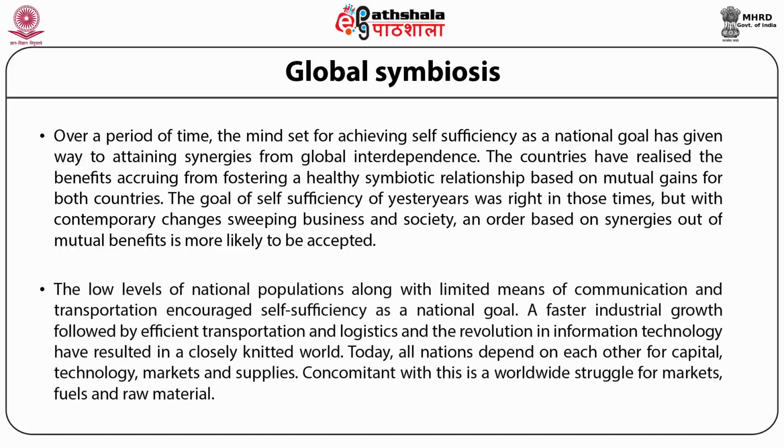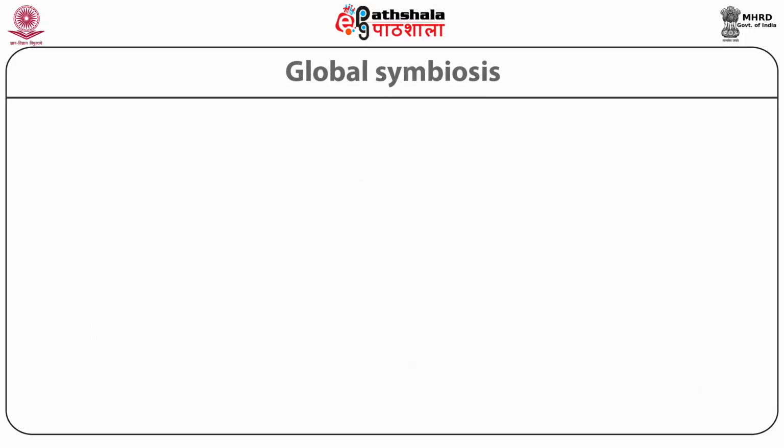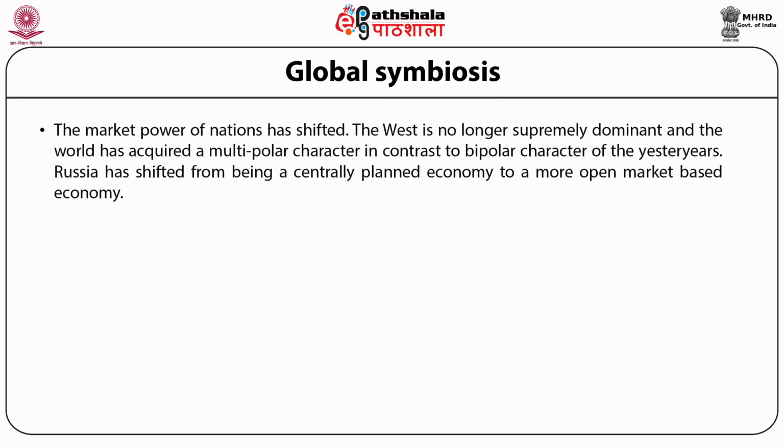The low levels of national populations, along with limited means of communication and transportation, encouraged self-sufficiency as a national goal. Faster industrial growth, followed by effective transportation and logistics, and the revolution in information technology, have resulted in a closely knit world. Today, all the nations depend upon each other for capital, technology, markets, and supplies. Concomitant with this is a worldwide struggle for markets, fuel, and raw material. The market power of nations has shifted.